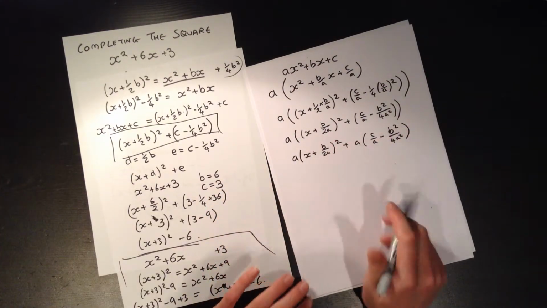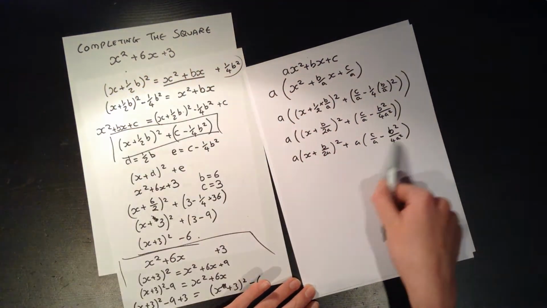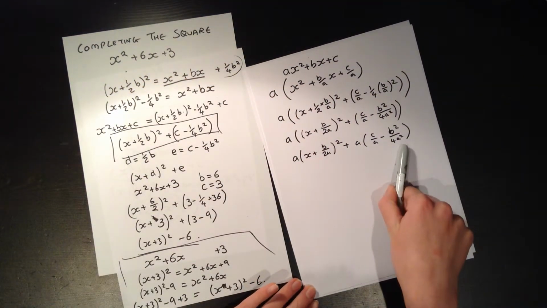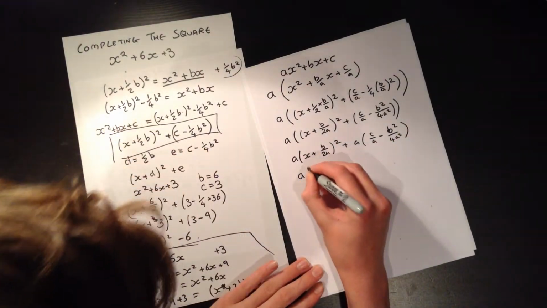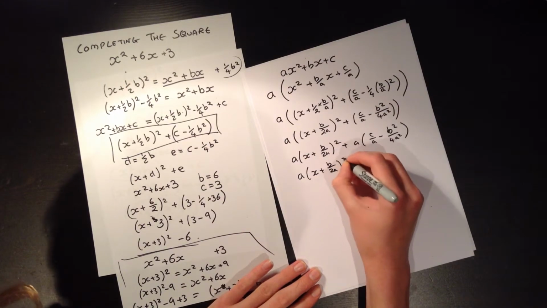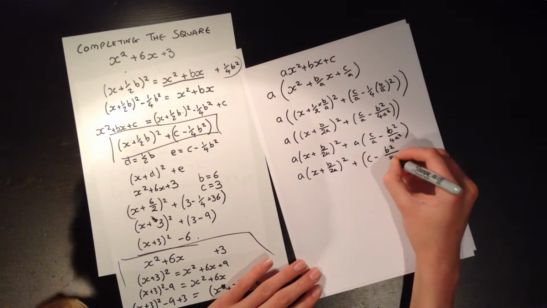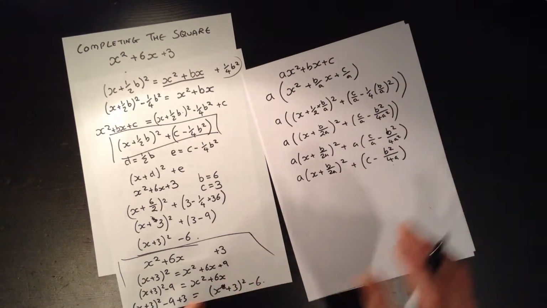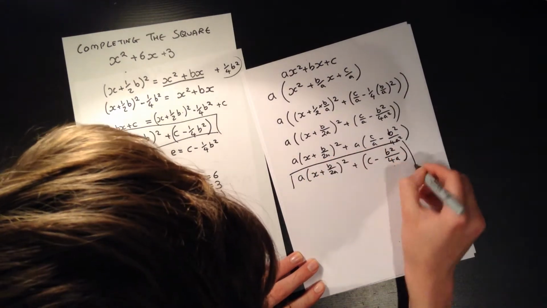We've taken bits out, but here there's a common denominator of a throughout the whole of this bracket, and we've got a multiplier of a, so the a's can cancel, so we can end up with a lots of x plus b over 2a squared plus c minus b squared over 4a, and that here is the completed formula.